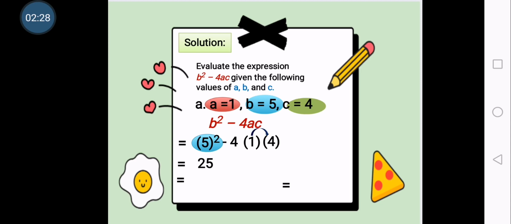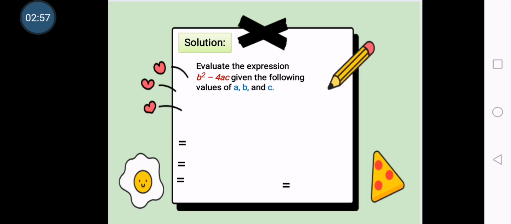Then, multiply muna natin si 1 and 4. So, i-rewrite lang po natin si negative 4 times 1 times 4 is positive 4. So, rewrite 25. So, negative 4 times 4, the result is negative 16. So, wag po natin kalimutan kapag nag-multiply ng magkaiba ang sign, the product is always negative. So, 25 minus 16, so the value is 9. So, ayun po.